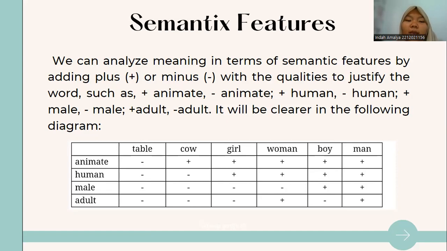Table is minus male. Cow is minus male. Girl is minus male. Woman is minus male. Boy is plus male. Man is plus male. The last is adult: table is minus adult. Cow is minus adult. Girl is minus adult. Woman is plus adult. Boy is minus adult. Man is plus adult.